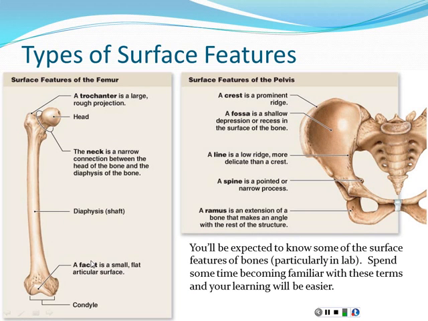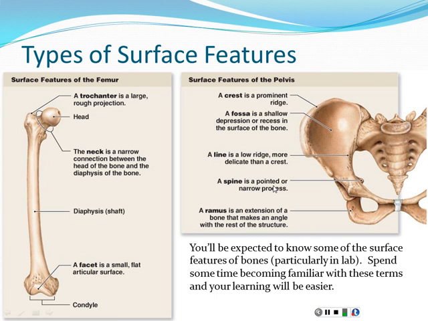A facet is a flat spot. So we see facets oftentimes where two bones come together and they have to rub against each other very smoothly. A crest is a prominent ridge. A fossa, this is a good one to know, is kind of a shallow indentation. If you think of a cereal bowl that was not very deep, that would be a fossa. So we have kind of an indentation.